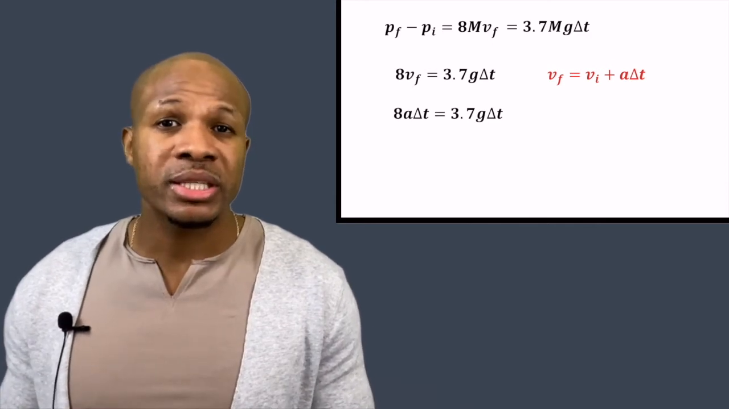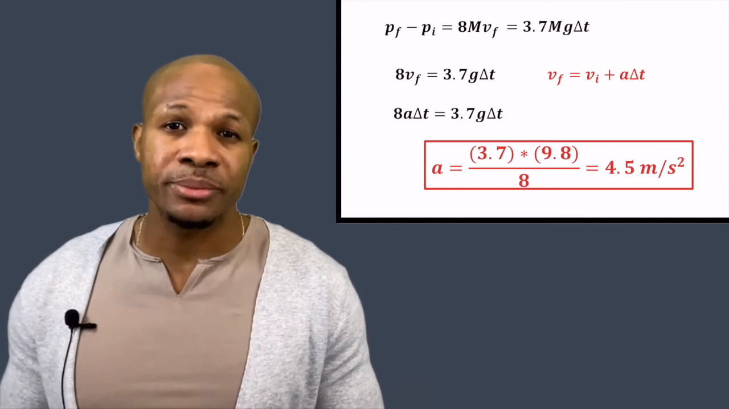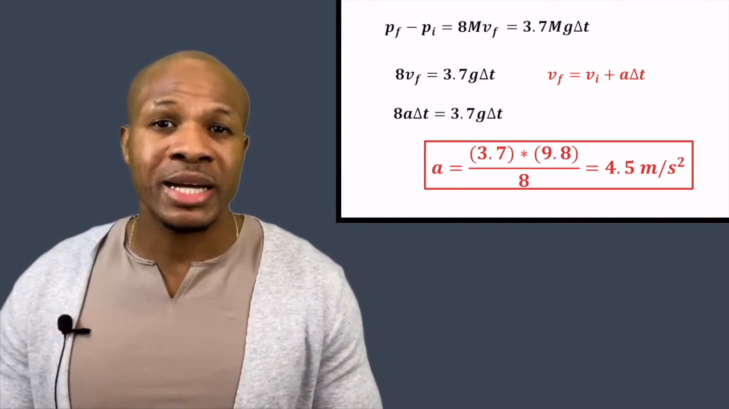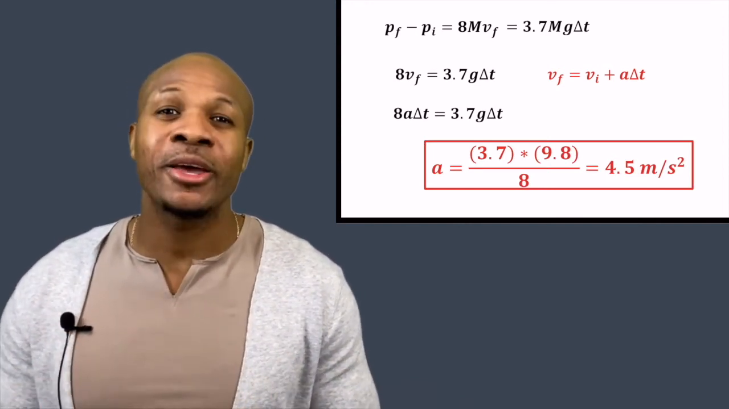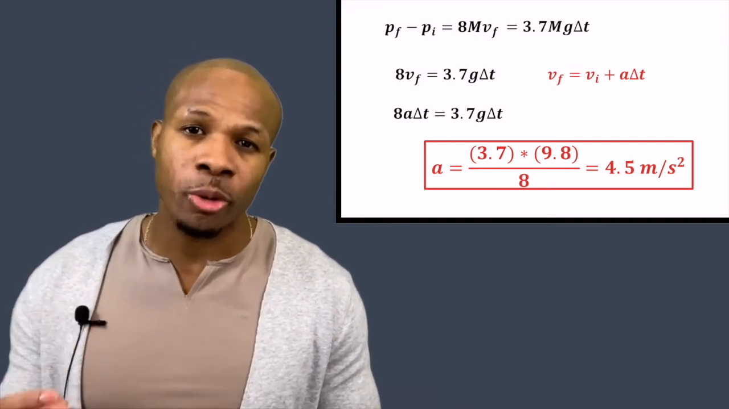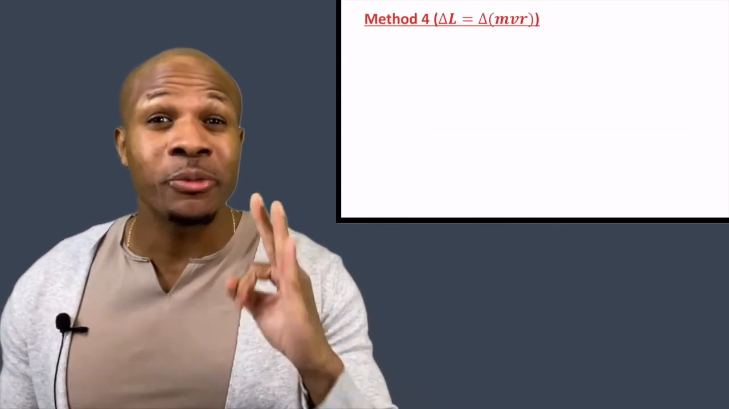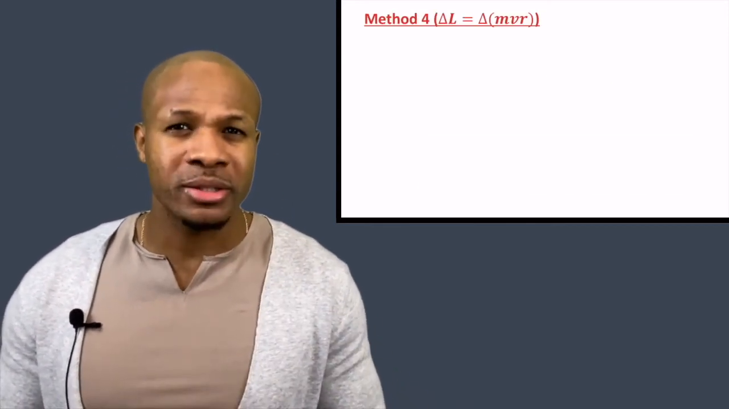And this gives us 8A delta t equals 3.7 G delta t. And we can cancel out the delta t's from both sides and solve for A. And once again, we get 3.7 times 9.8 divided by 8, which equals 4.5 meters per second squared. All right, so now that's three methods and we got the same answer. So it looks like we understand what we're doing.